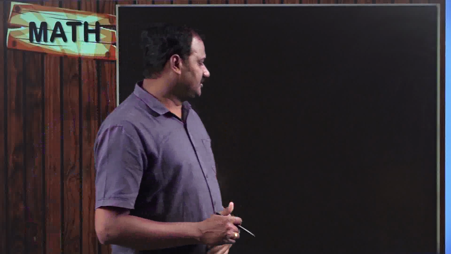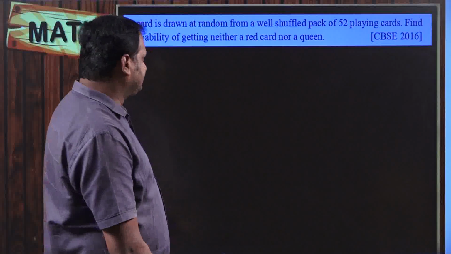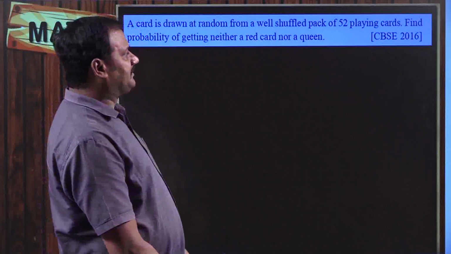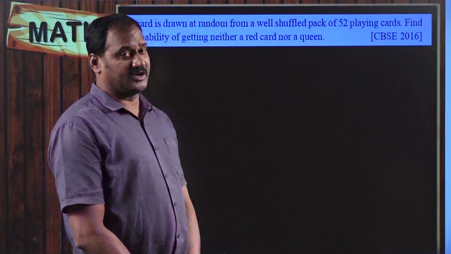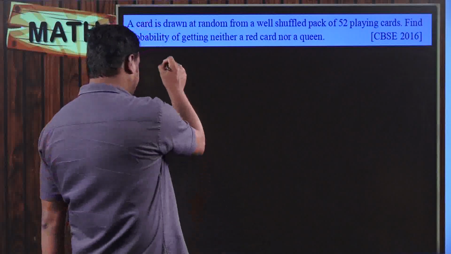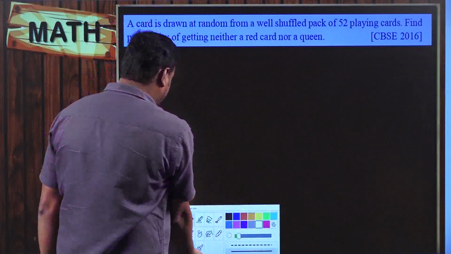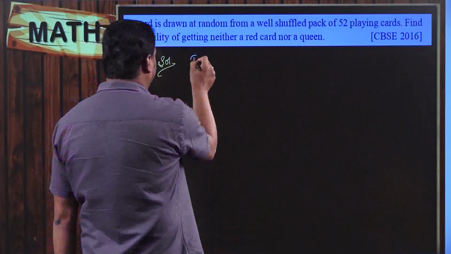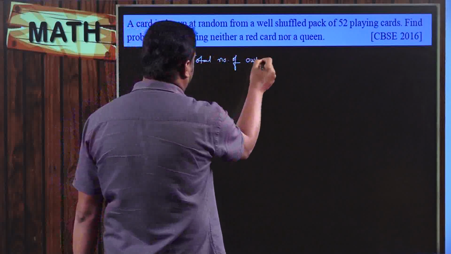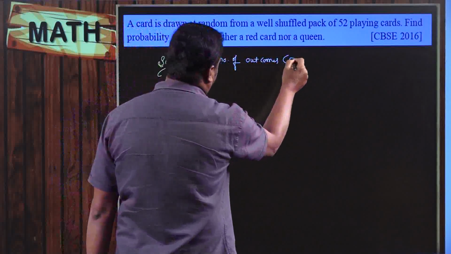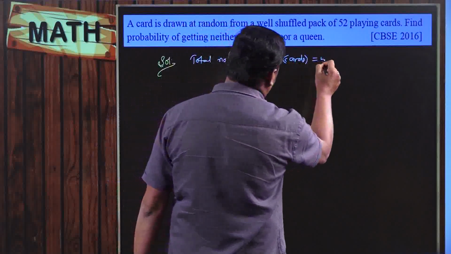Right? So, the very first problem is: a card is drawn at random from a well-shuffled pack of 52 playing cards. So you will have to write the information given in the problem. How many cards are there? The total number of outcomes here is the total number of cards, so the total number of outcomes is equal to 52.